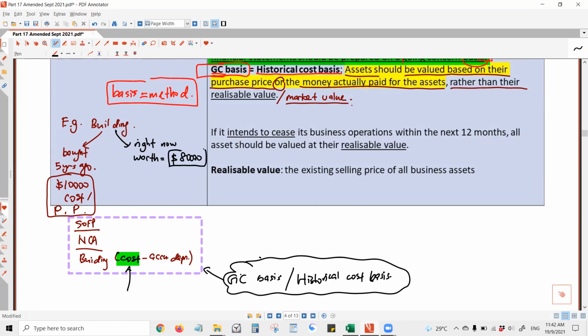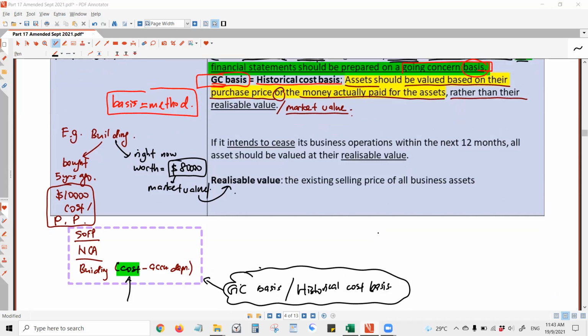So what do you call this? This is the market value. That means if you sell off the building right now, you get 80,000. That's known as market value, or you call it realizable value. Market value is also known as realizable value. Let me repeat again. In fact, I have not fully explained to you. I'm just giving you the example right now.